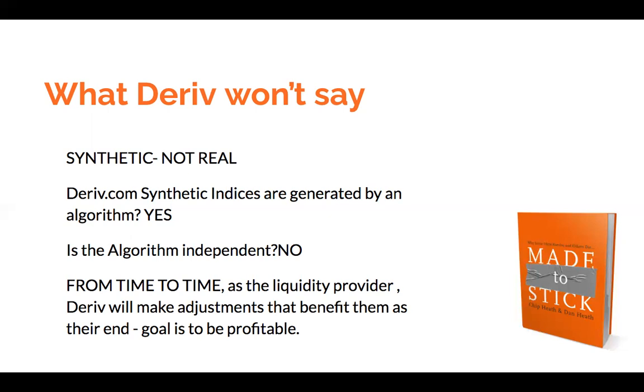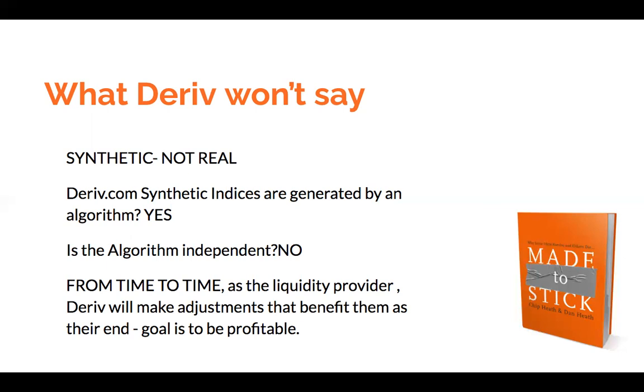Okay, and they stated implicitly in their email that what they want is a person who can continue to help them be profitable by actually monitoring the algorithms. From time to time, as the liquidity provider, Deriv will make adjustments that benefit them, as their end goal is to be profitable. So they want something that will help them in the long run.